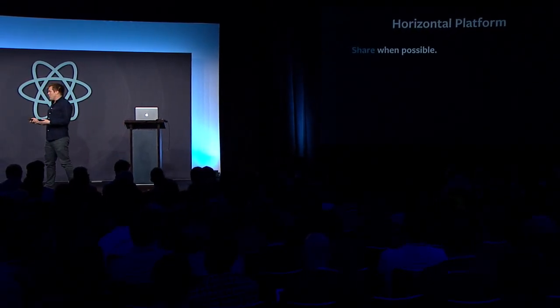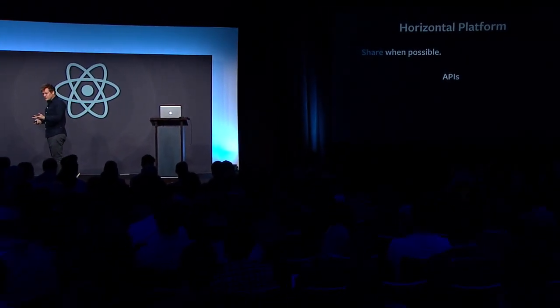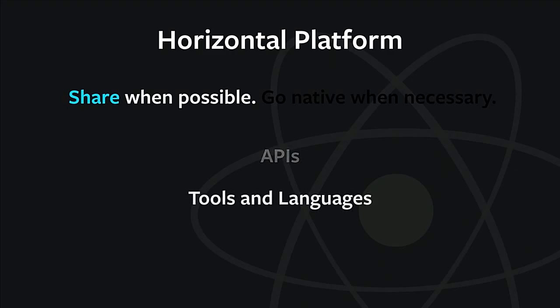So what do you share? Well, like I said, you can share APIs. There's a ton of common APIs in React Native, tools and languages, JavaScript, the React Chrome Developer Toolkit, et cetera. And it turns out you can actually share a hell of a lot of code. Not all of it, but a ton of it. And that unlocks enormous power. Now, when do you have to go native? Well, you have to go native to use the proprietary capabilities of the underlying OS.